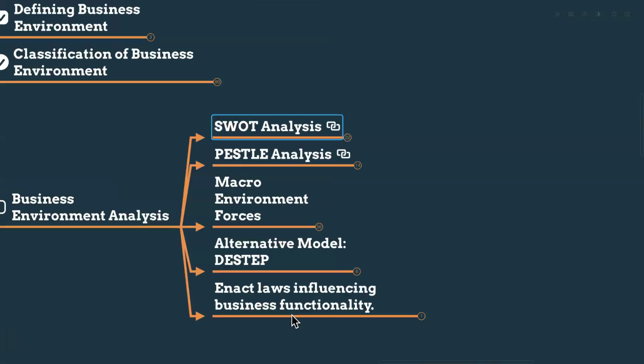So SWOT analysis means we are going to analyze our internal environment as well as external environment to identify our strengths and weaknesses from the internal environment and the opportunities and threats from the external environment, and make strategies for those strengths, weaknesses, opportunities, and threats. That's it in practical. And let's talk about PESTLE analysis, right?